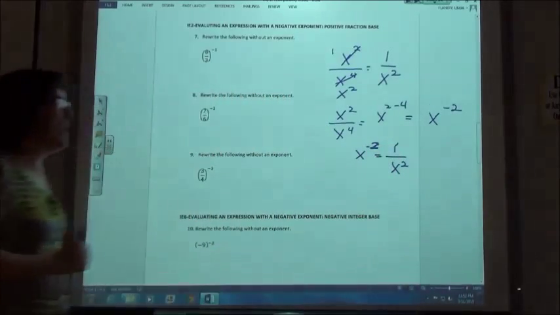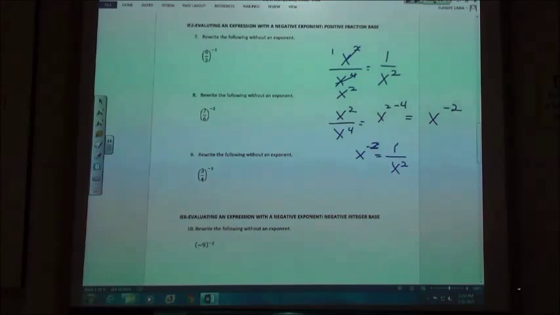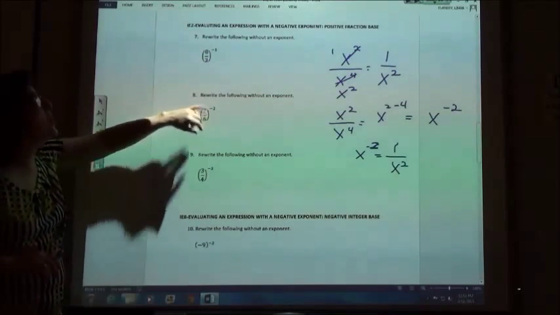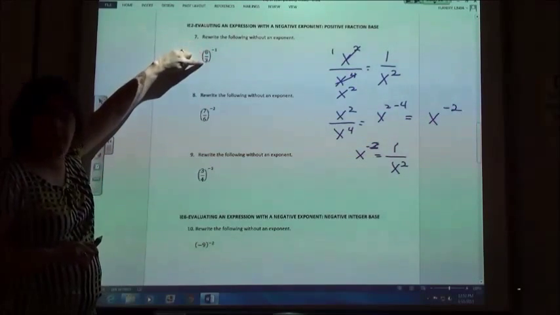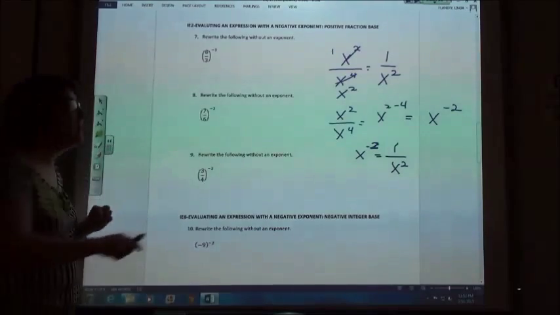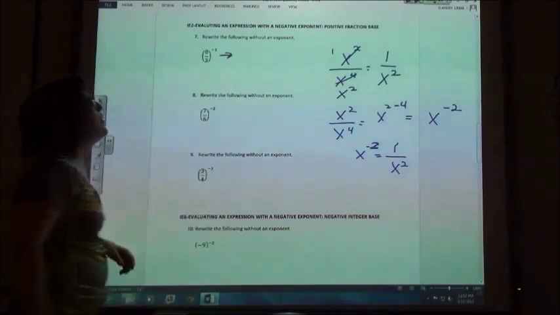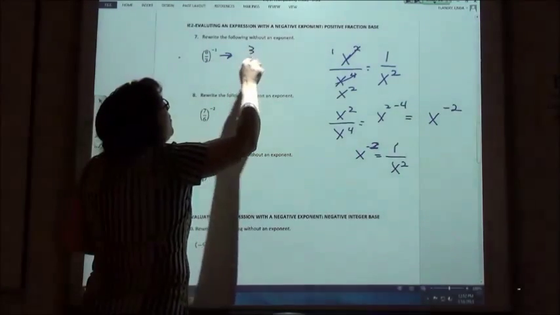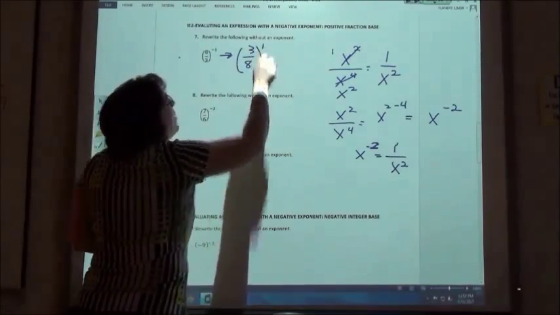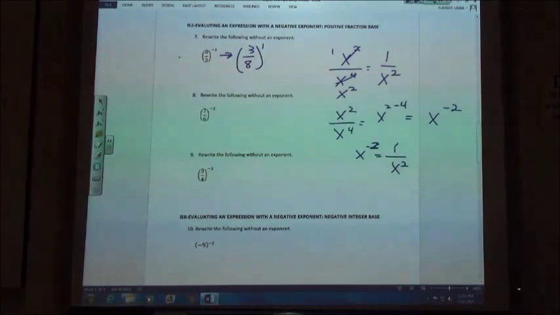What that negative exponent does is it does the reciprocal. So, if I have a negative exponent and I'm trying to evaluate this expression, to get rid of the negative exponent, I'm going to do the reciprocal of the base. So, the reciprocal of 8/3 would be 3 over 8. That makes my exponent positive instead of negative.